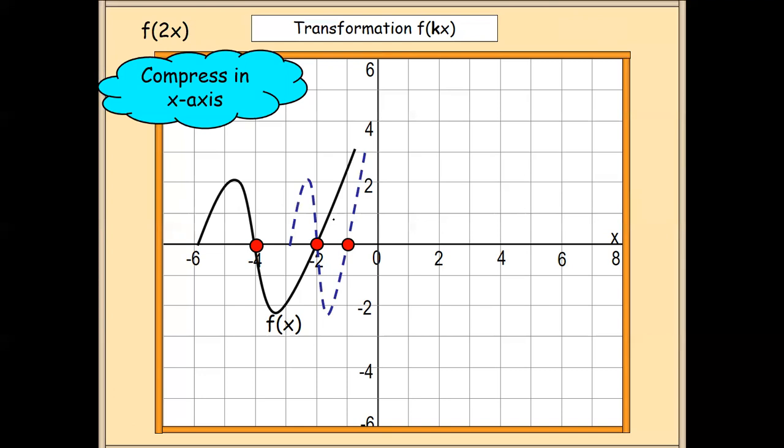So you can see that now all my signal have been compressed. So the -4 went into a -2. So it's 1 over k of x.